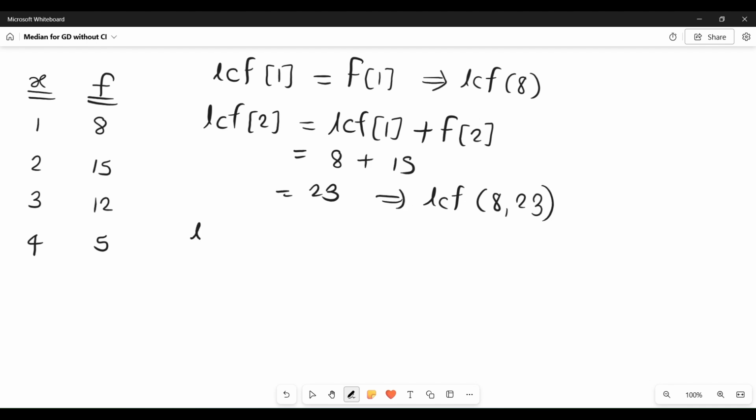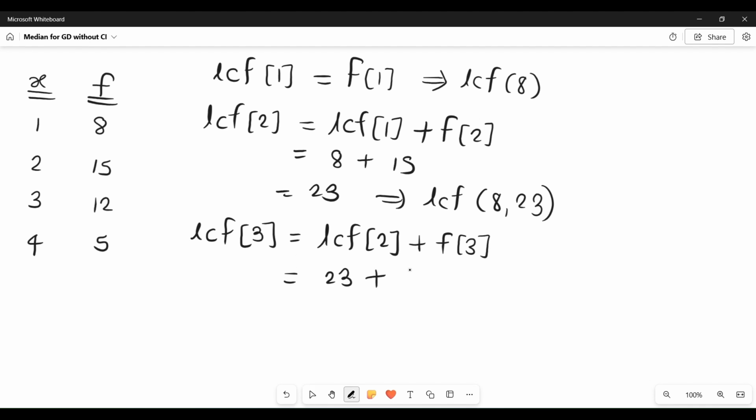Again, we need to increase the i value, we need to go forward in our for loop. LCF of 3 is equal to the previous LCF value, that is LCF of 2, plus the current frequency value, that is f of 3. LCF of 2 is nothing but 23, plus the current frequency value 12, that is equal to 35. At this point of time, LCF is storing three values, 8, 23 and 35.